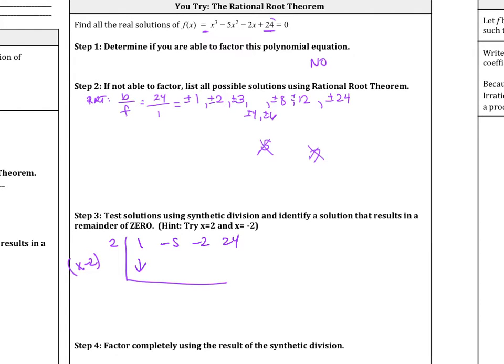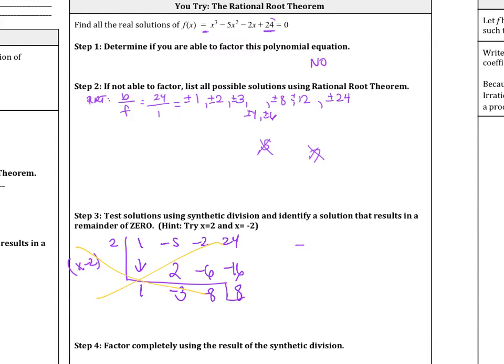So bring down the 1. 2 times 1 is 2. This is negative 3, negative 6, negative 8, negative 16, and so that doesn't work, right? We get a positive 8. So this is not a solution.